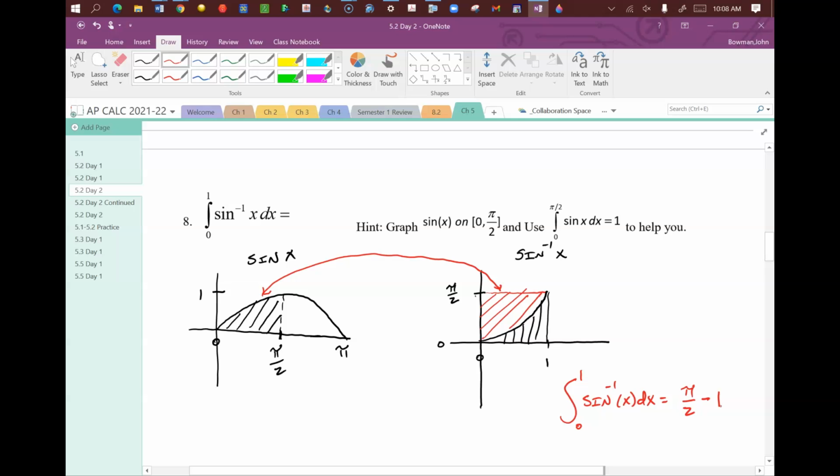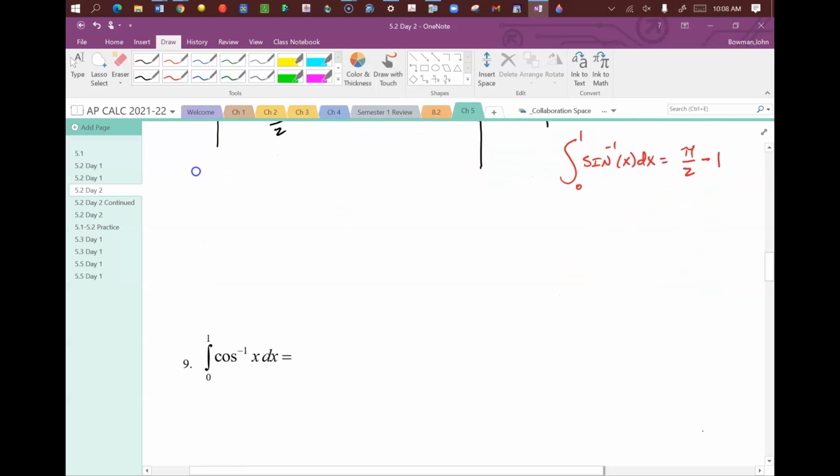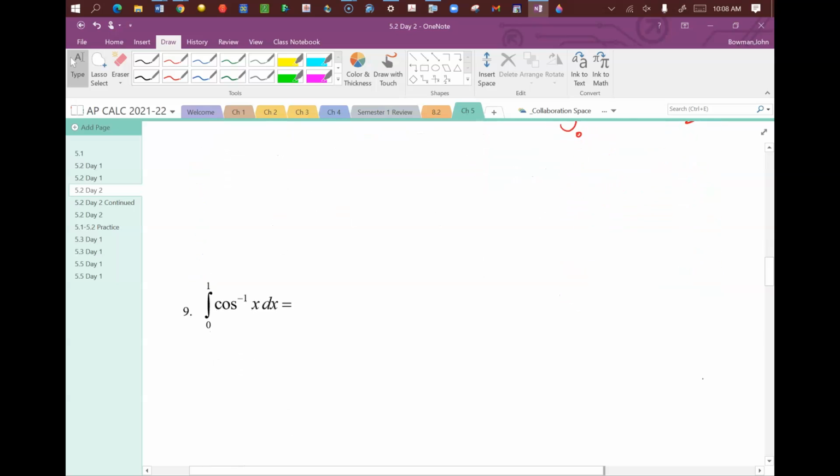What I'd like for you to do now is pause the video and try that approach with this function, the inverse cosine function. When you're done, unpause the video and take a look at your solution and compare it to mine.